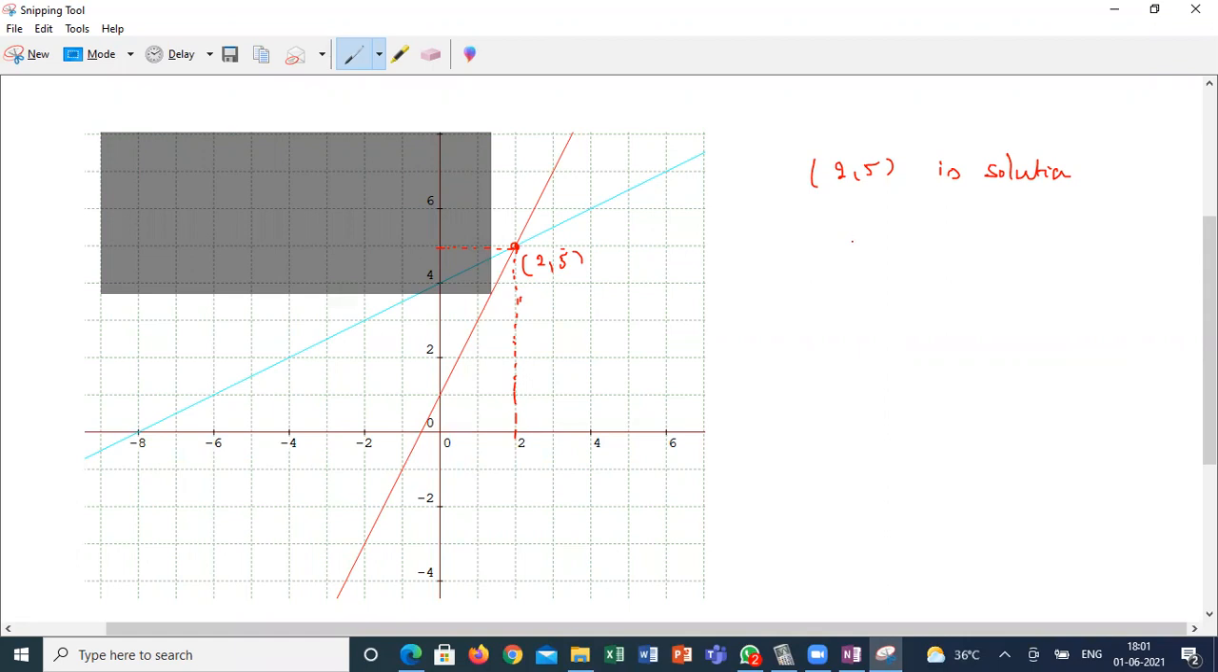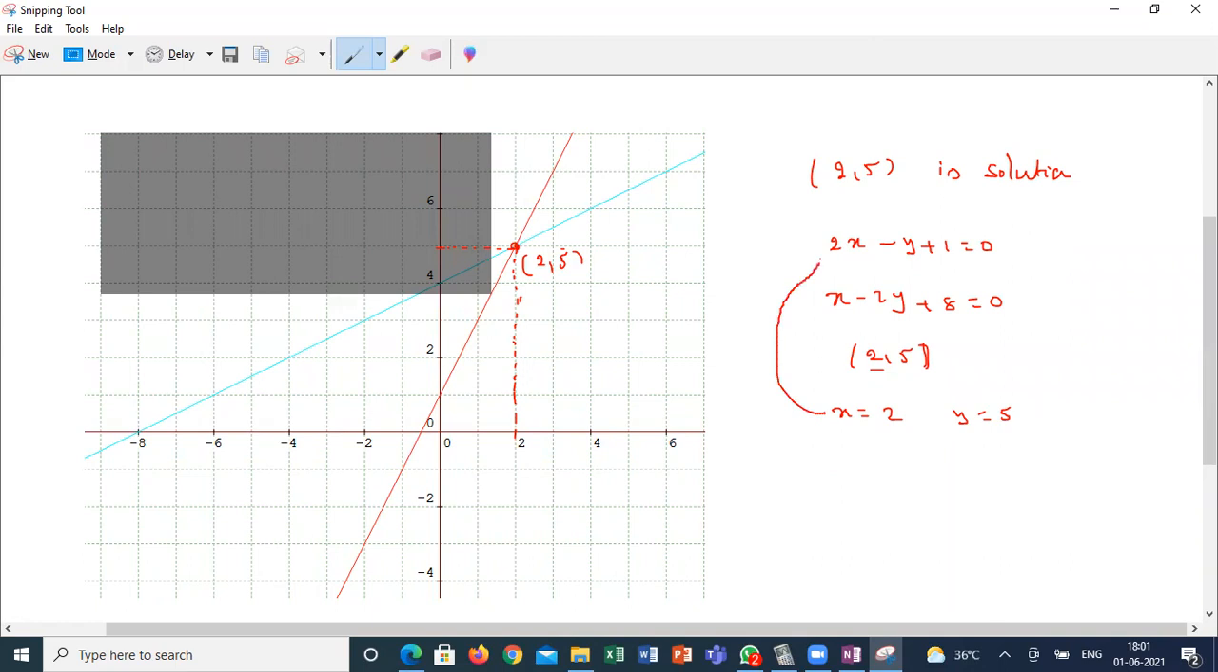Let me check how to verify whether my answer is correct or not. The given equations are 2x minus y plus 1 is equal to 0 and x minus 2y plus 8 is equal to 0. My answer is 2, 5. Why am I calling this an ordered pair? In the first value represents x, second value represents y. That is the reason it is an ordered pair, a pair of numbers following some order.